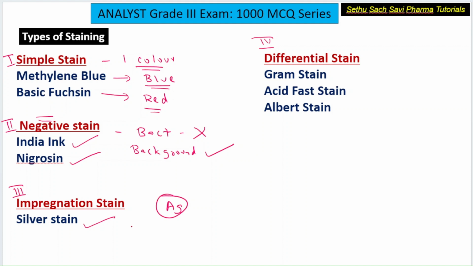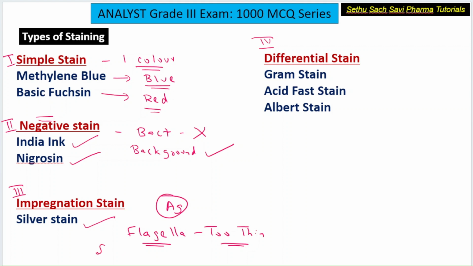Normally, you know that bacteria contain flagella, right? These flagella structures are very, very thin, too thin to be seen under the microscope. So you impregnate them with silver, and then they can be examined under the microscope. For examining these kinds of thin structures, you need an impregnation stain.